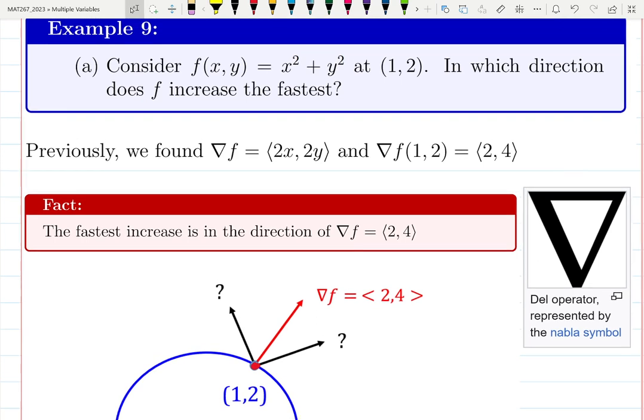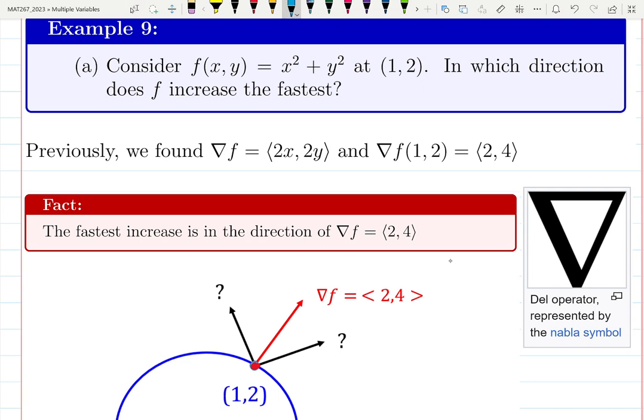So let's have an example. Consider f of x and y equals x squared plus y squared at the point (1, 2). In which direction does f increase the fastest? So definitely it has something to do with gradients. The gradient, the perpendicularity of the gradient, tells you literally the fastest increase, the fastest decrease. So we just need to figure out the total thing now.